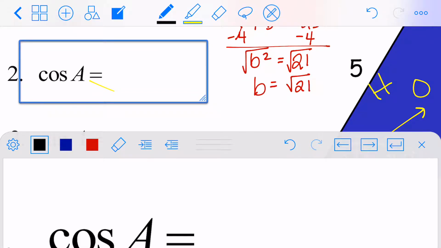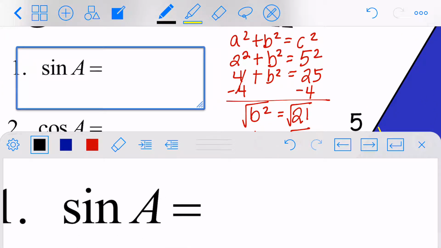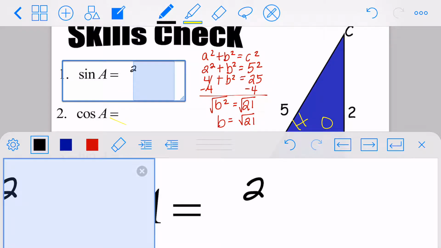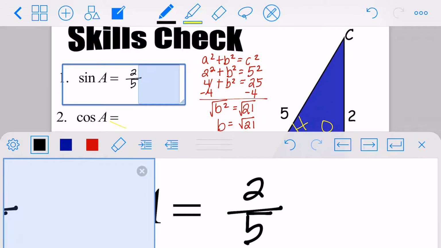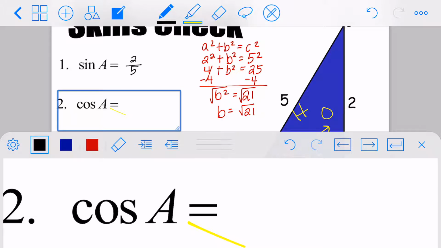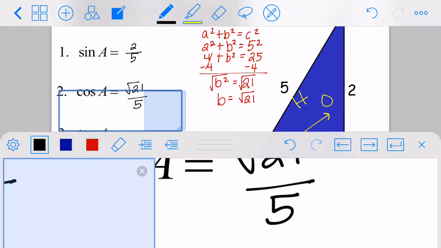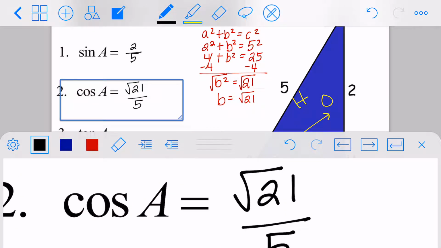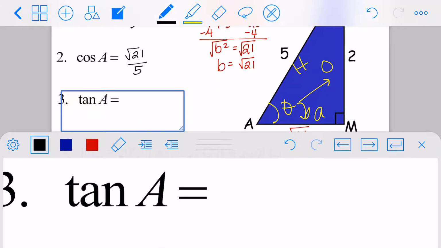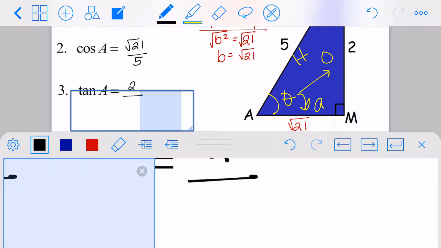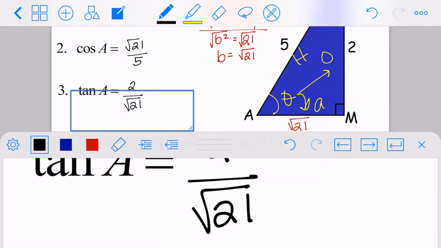So here we go, let's start with number 1. Sine of A is going to be opposite, which is 2, over your hypotenuse of 5. Cosine is going to be your adjacent, and we said our adjacent was square root of 21, over 5. So that's our answer. And then tangent says our opposite, which is 2, over our adjacent, which is square root of 21.